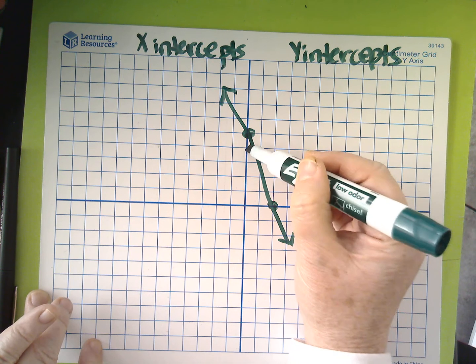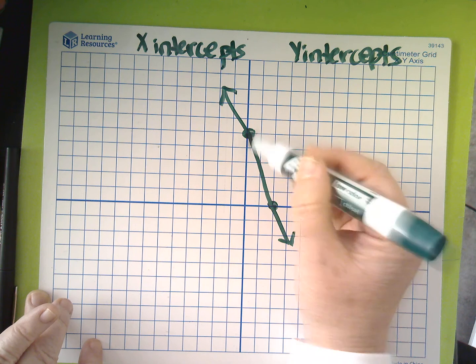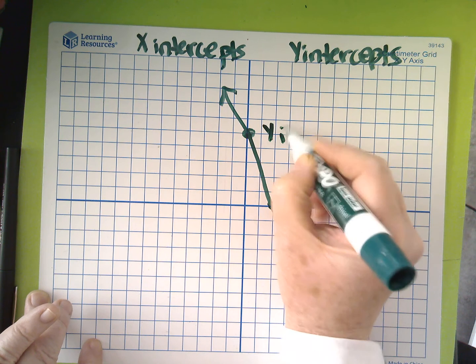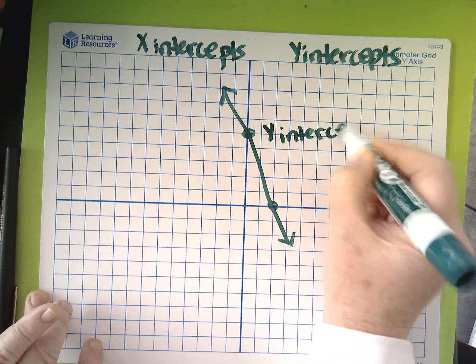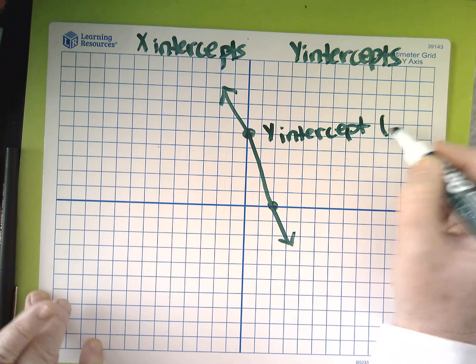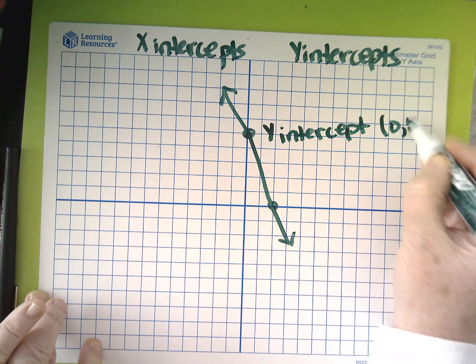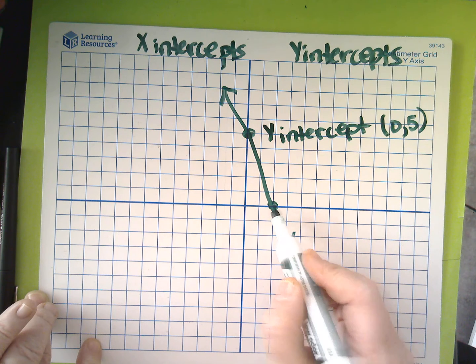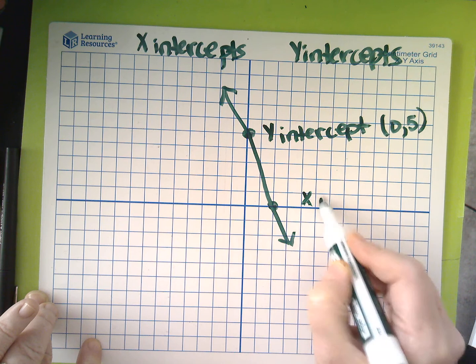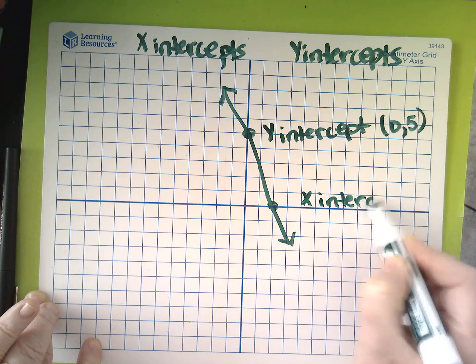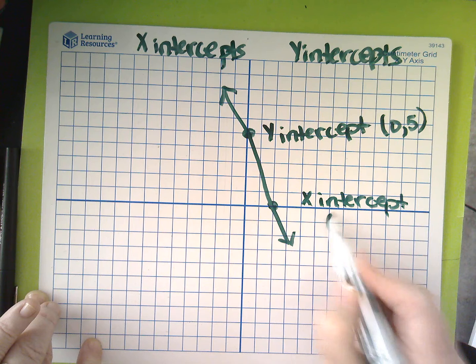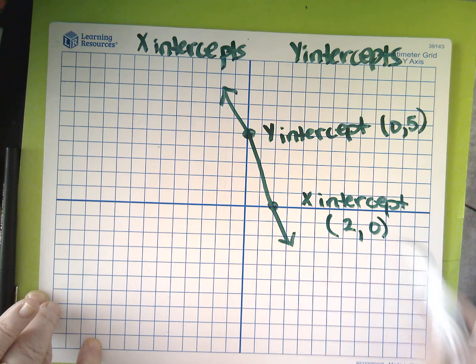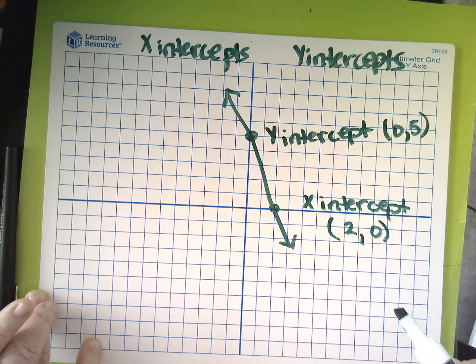1, 2, 3, 1, 2, 3, 4, 5. This is your Y-intercept, and it's located at 0, 5. This is new for us. We've never talked about X-intercepts, but it's right here. This is your X-intercept, and it's located at 2, 0. Those make pretty much common sense.